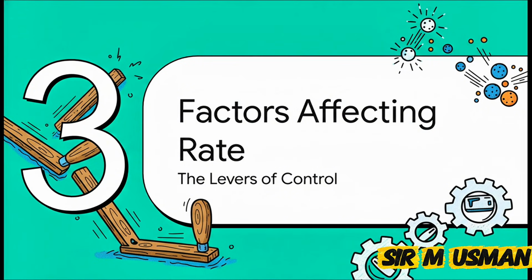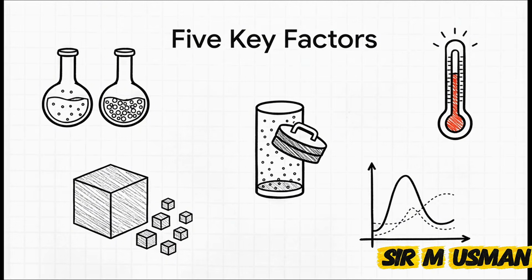So, if the speed of a reaction all comes down to how often these effective collisions happen, that means if we can find ways to make them happen more frequently, we can actually control the speed of the reaction. These are the levers of control we can pull in the lab. And there are 5 main levers we have at our disposal.